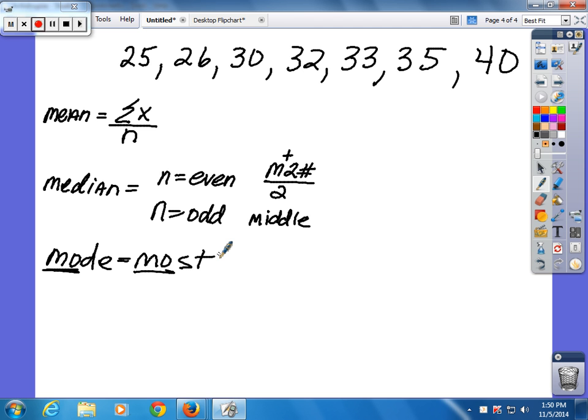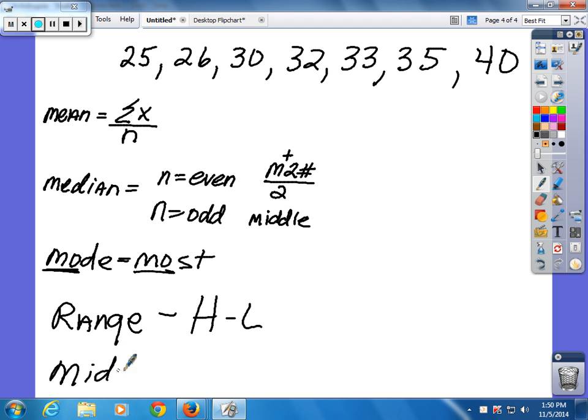Mean, median, mode, range. What is the range? Your highest minus what? The highest minus the lowest. So that'd be 40 minus 25 is 15. And we'll go through that in just a minute. And the mid-range. Mid-range is your high plus the low divided by 2. So let's go through and find everything on the board right there. Take a minute and do that.